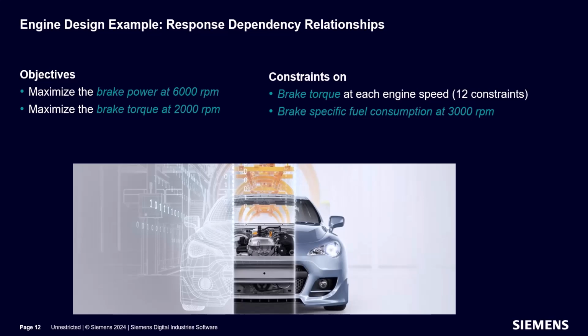Here we have an example where we are tasked with designing an IC engine, where there are typically goals and constraints at various RPMs. Each RPM here is considered a separate load case, or analysis model in HEADS. For example, as shown here, our two objectives are from set RPM conditions, while the constraints are applied over the entire RPM range, with individual requirements for each RPM being separate.